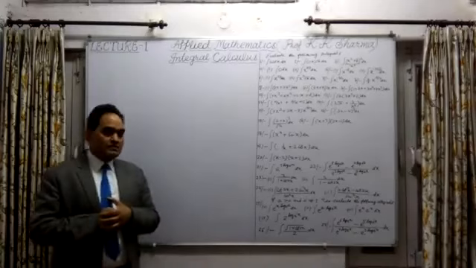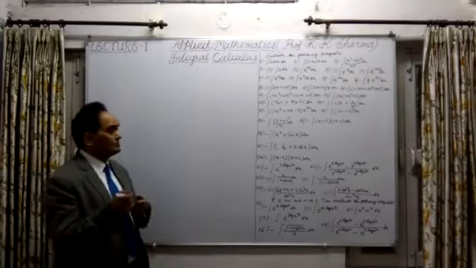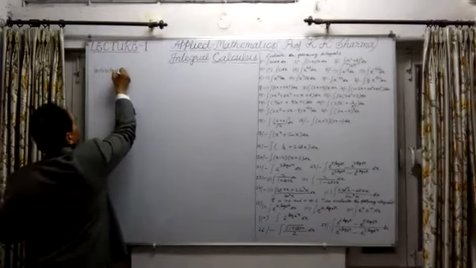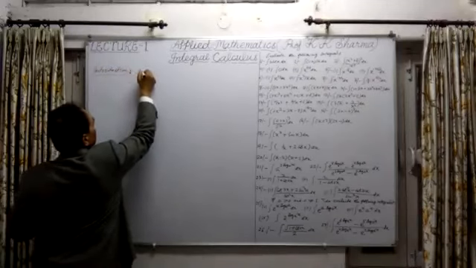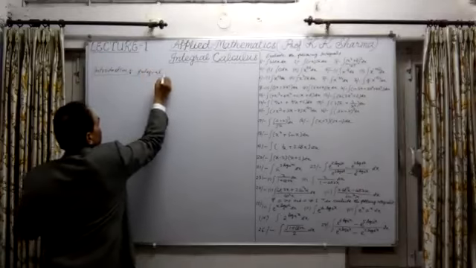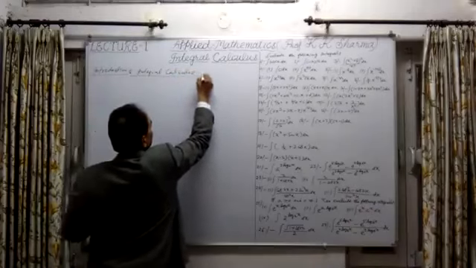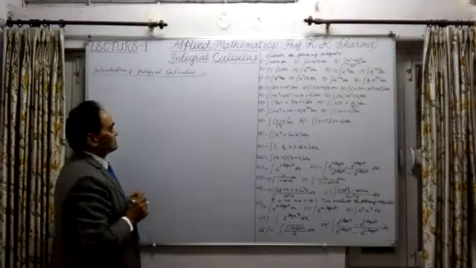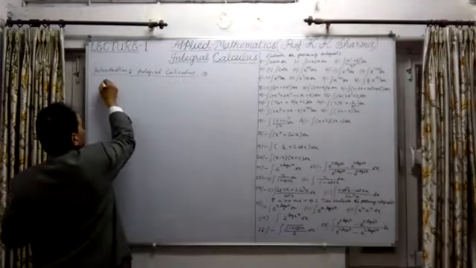Then what is the process of this method? Let me write down something that one can write. Let me introduce: introduction to integral calculus. As I just told you, it is the outcome of the combined effect of attempts made by different mathematicians. Let me write it here.